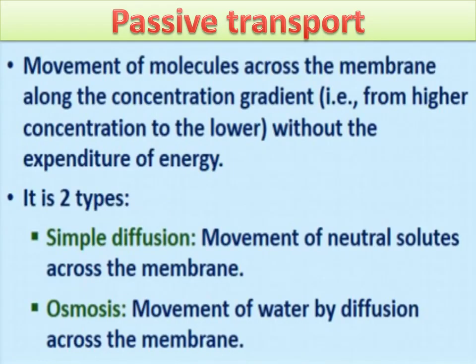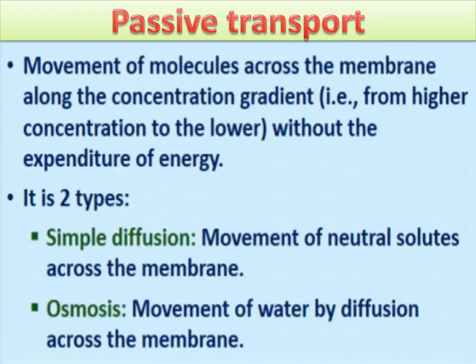Here it is the movement of molecules across the membrane along the concentration gradient. Along the concentration gradient means from higher concentration to lower concentration without expenditure of energy. Obviously if we are transporting any substance from its higher concentration to its lower concentration, then there will be no need of energy. So without expenditure of energy there is transportation of substances. That's why we call it along the concentration gradient, meaning from higher to lower concentration.